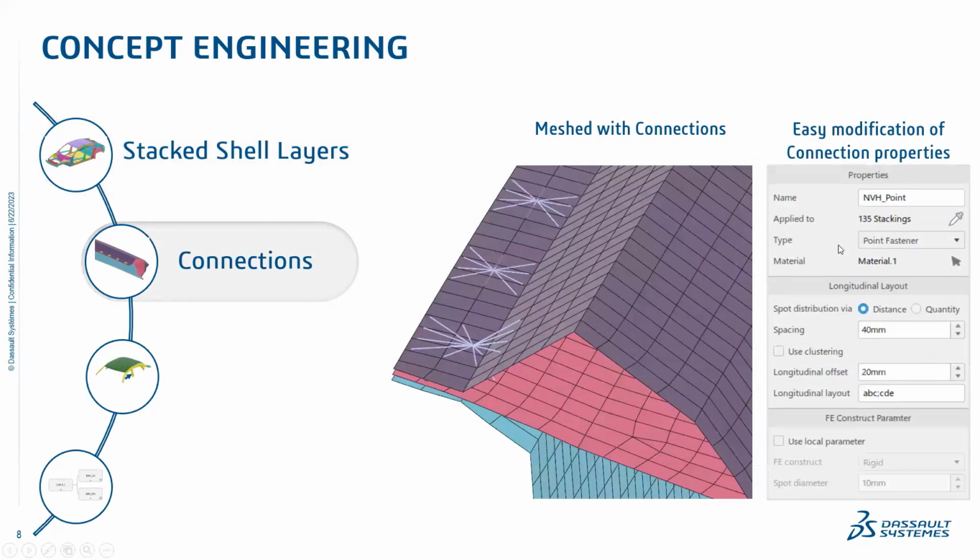A connection type would, for example, look like, okay, this is a point fastener. There is a spacing between those point fasteners of 40 millimeters. There is a longitudinal offset from the edge of 20 millimeters. There is even a layout pattern if you have various layers, if either all of these 3 or just a subset of those layers would be connected. You already have quite some complexity you can define here, but it's all just rules which are applied automatically.